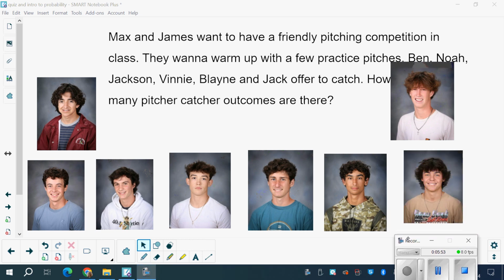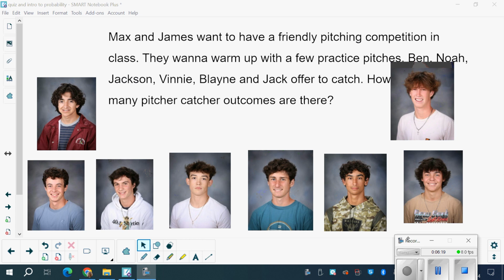So in this one, Max and James are going to try to see who can go from my desk and get something in the trash can. So they're going to do a little pitching thing, but they want to warm up a little bit first. They're going to throw the pens to someone, and these guys offer to catch for them. So I am going to need a pitcher-catcher combination.